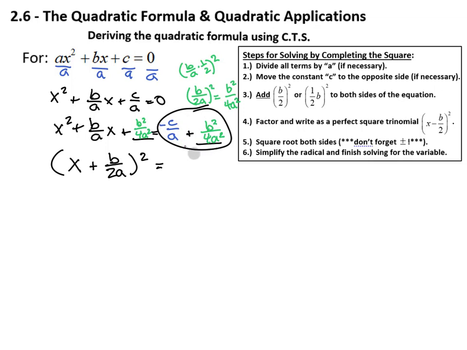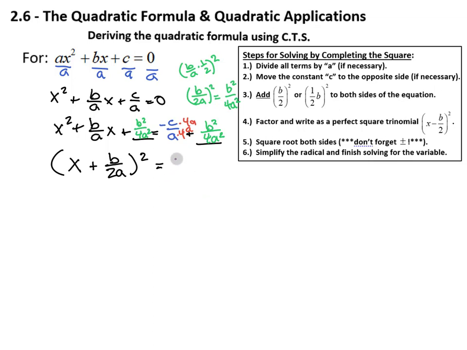Now, on this side, we have some fractions that we want to combine, and in order to add fractions, we need a common denominator. So because this denominator is 4 times a, and this denominator over here has just one a, to get them to be the same, we're going to need to multiply the fraction on the left, top and bottom, by 4a. So I multiply this by 4a and this by 4a. We'll have the same denominator, 4a squared.